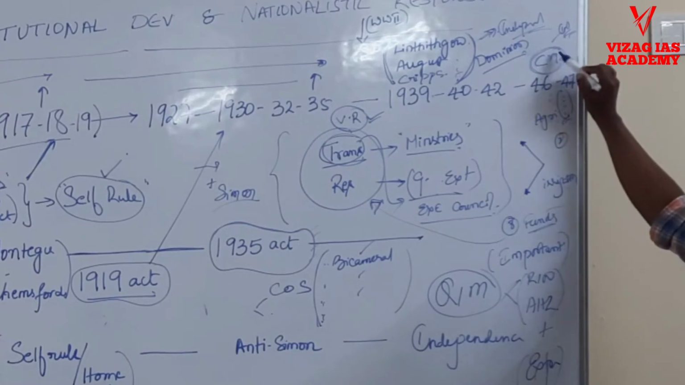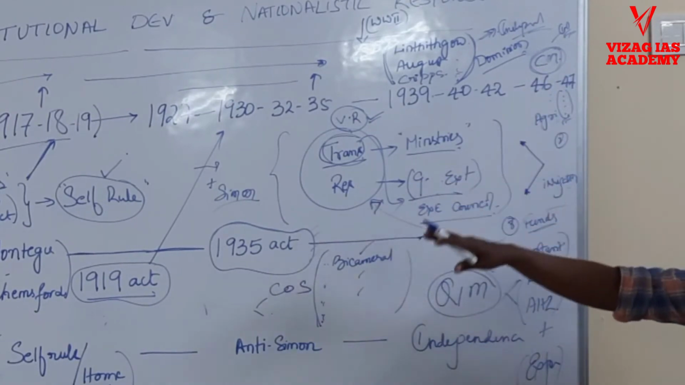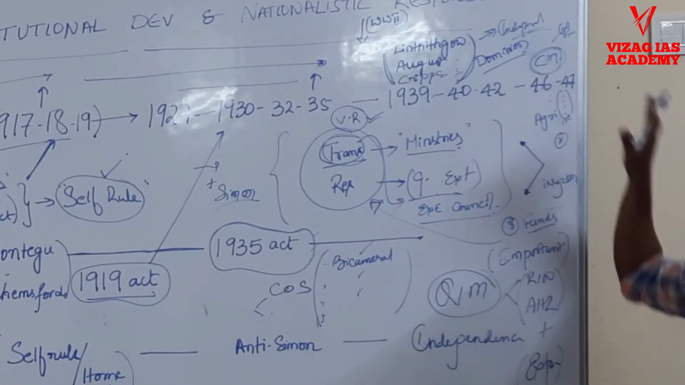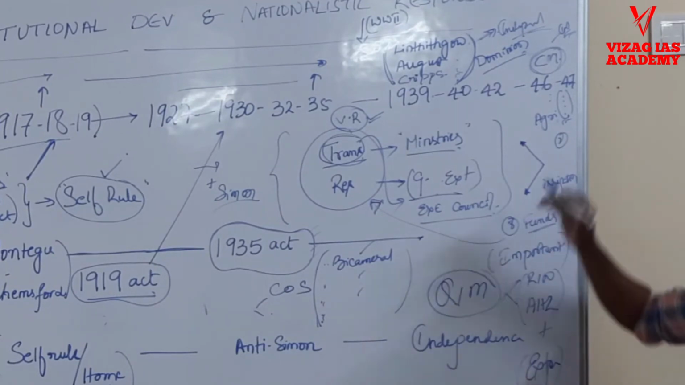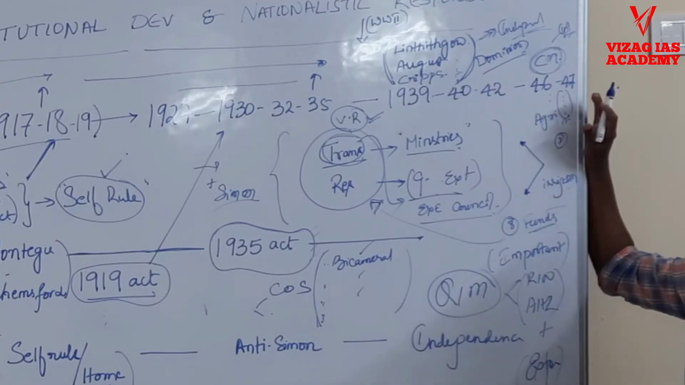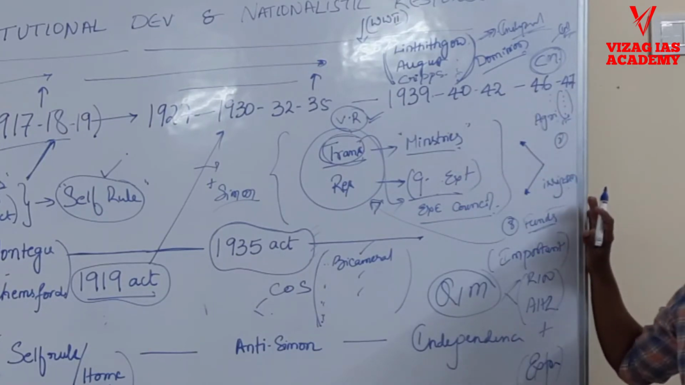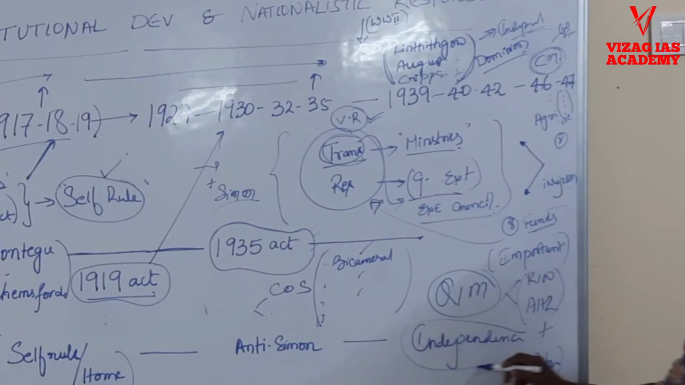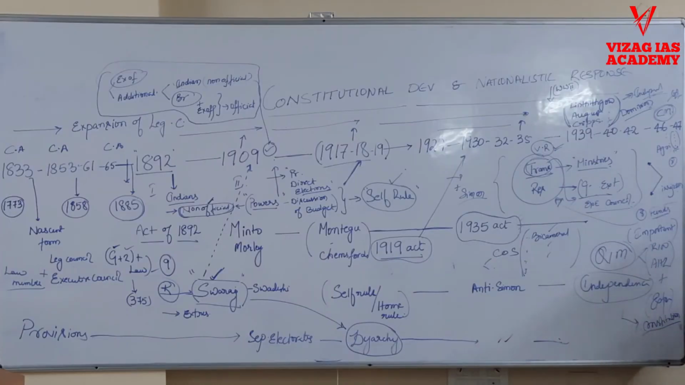And this is finally where there will be the agreement between the Indian national movement line and this constitutional development line. There will be agreement and disagreement and everything. Disagreement leads to partition, and agreement leads to independence. And finally we get independence and the constitution. So that is the broader outline or background of constitutional development vis-a-vis nationalist response.